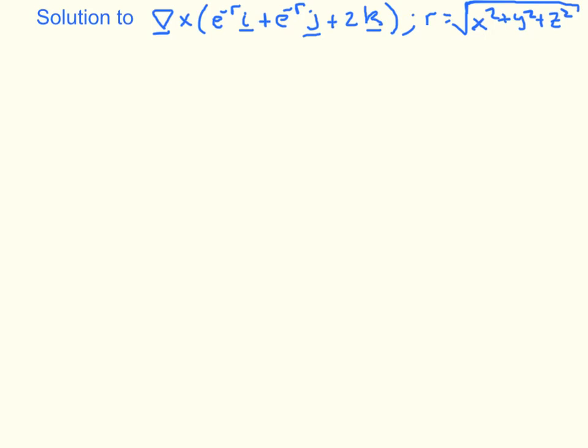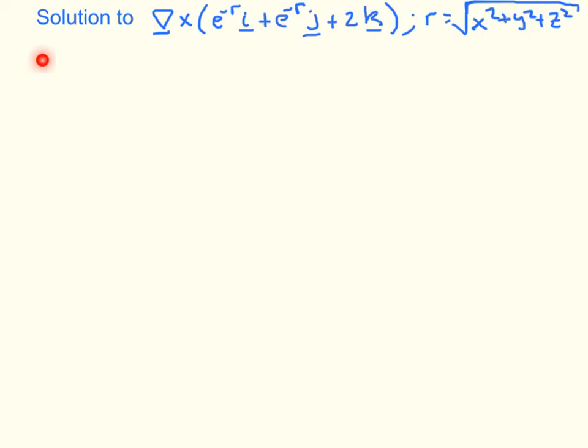So the third question asked us to calculate the curl of this vector, where r is the magnitude of the position vector. It is the square root of x squared plus y squared plus z squared, so it's the distance from the origin in 3 dimensions of the point with vector xi plus yj plus zk. Okay, so let's calculate this.